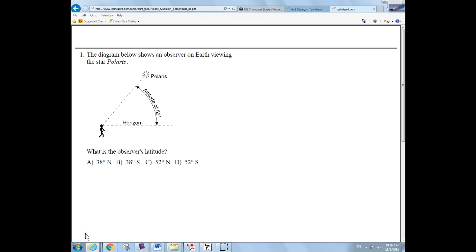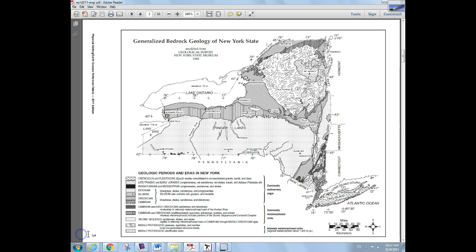Which brings us to this question. The diagram below shows an observer on Earth viewing the star Polaris. What is the observer's latitude? You can try and figure that one out for yourself, and when you see me tomorrow, you can tell me what letter the correct answer would be. And if you get it right, it might sound like you're telling me yes in Spanish. Muy bien.